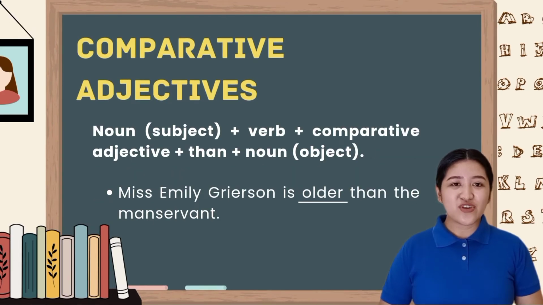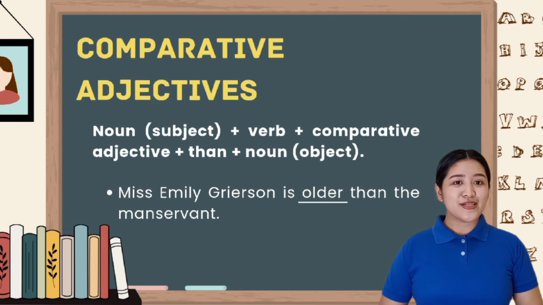So the sentence structure here is noun or the subject, plus verb, which is the linking verb, plus comparative adjective, plus than, plus noun or the object. For example, Miss Emily Grierson is older than the manservant.